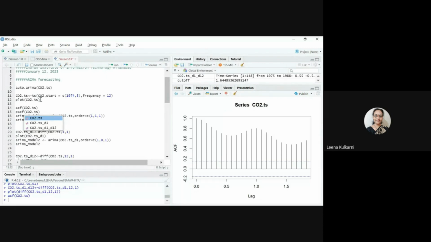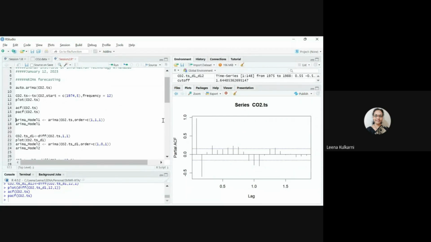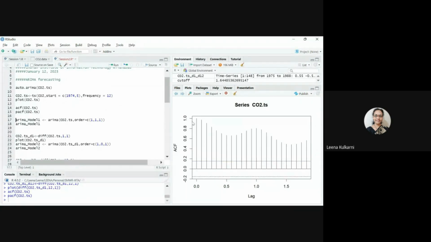Now let us have a look at the ACF and PACF of the original series to get some insight on the interpretation of the ACF. This is the original time series data. When it is talking about lag 1, 2, 3, 4, lag 1 will talk about the correlation between yt and yt minus 1. Then lag 11 will talk about the correlation between yt and yt minus 11.